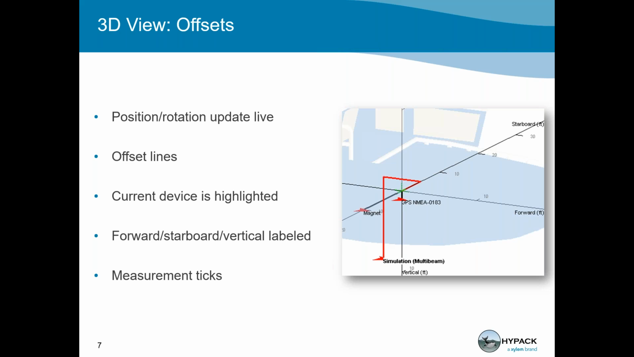There's also offset labels. So you can see the vertical, forward and starboard axis labels. And there are also measurement ticks, and those will just be in whatever units your geodesy are set to.